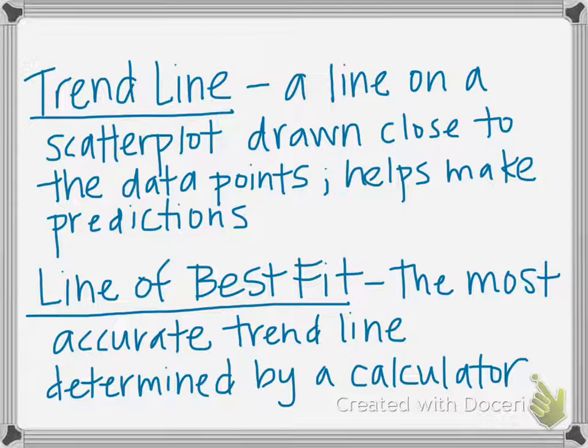Sometimes when we have a scatterplot, it helps if we draw in trend lines or lines of best fit to help us to use the data to do other things with. So a trend line, which we'll look at in just a minute, is a line on a scatterplot that is drawn close to the data points. This can be drawn by you and me. It's just an estimate, but it helps us to make predictions.